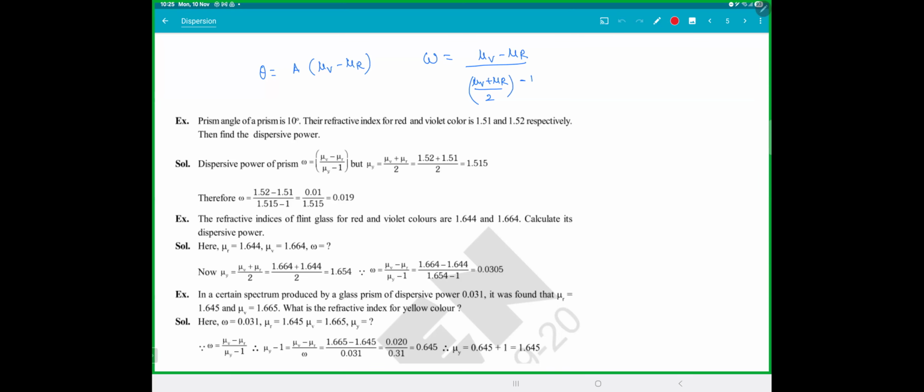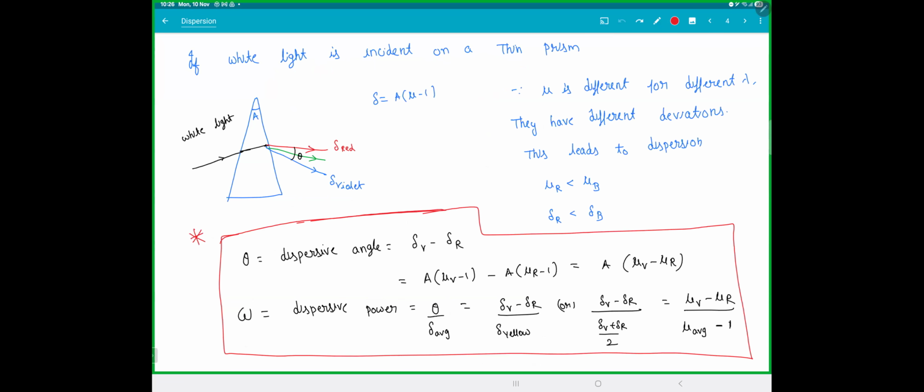So again, I know prism angle 10 degrees is not small, but there's no other option. So he's asking, this mu value is given. This is mu red and this is mu violet. You can see the difference is actually very, very small. That's why we ignored it. But here it comes. So find the dispersive power. What is the formula? You know the formula, dump it, you get the answer, you're done. That's it, there's nothing there. If you know the formula, you'll get the answer, or else you're wrong.